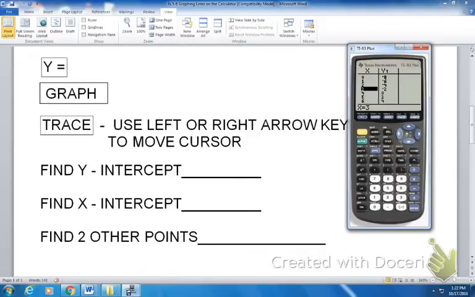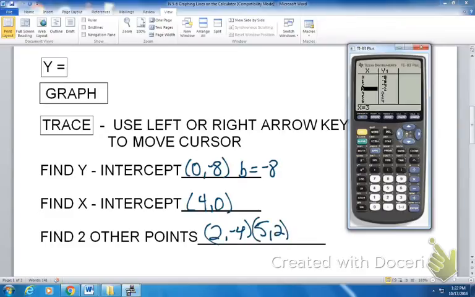So what we found for the y-intercept is that it was (0, negative 8), or you can just say that b equals negative 8. That's fine with me. The x-intercept, after a little bit of talking, was (4, 0). And then any 2 points, I'm going to say (2, negative 4), and how about (5, 2)? But any other 2 points would work.